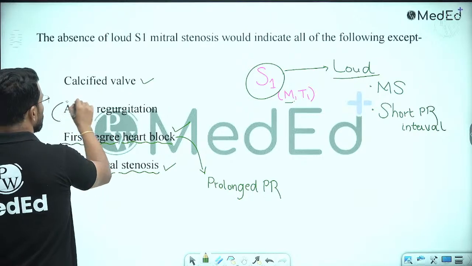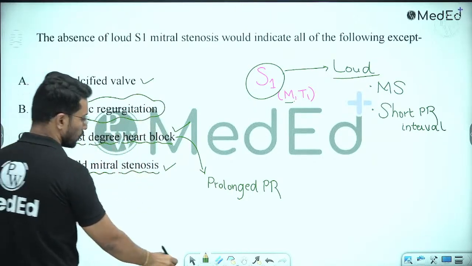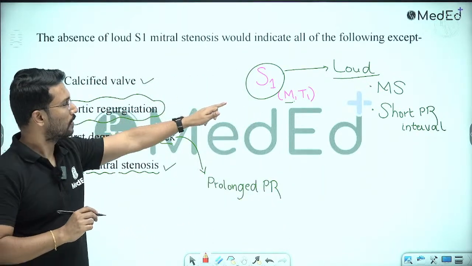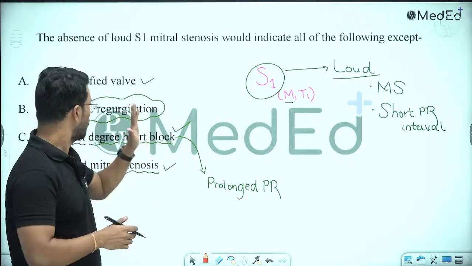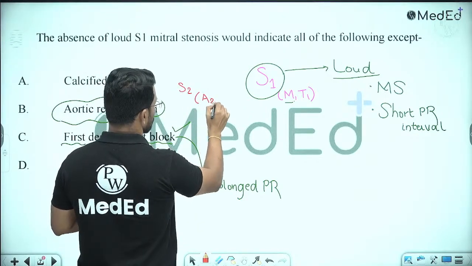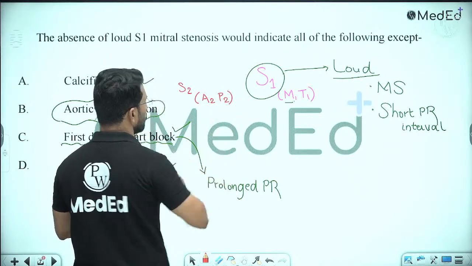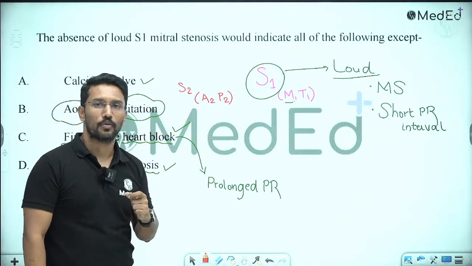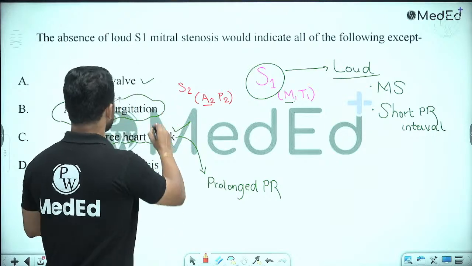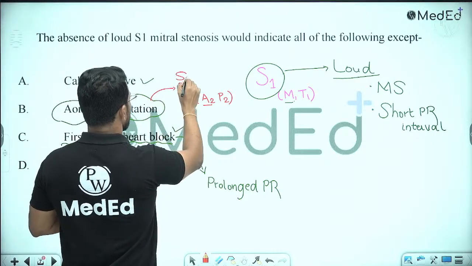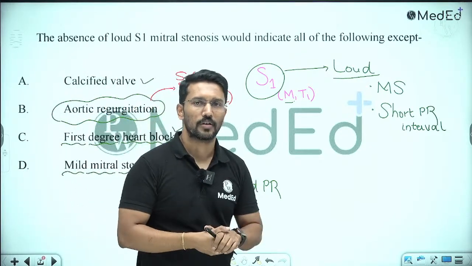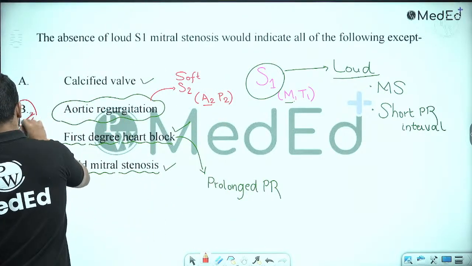Now coming to aortic regurgitation. Do I expect a patient with aortic regurgitation to develop loss of the S1's loudness? The answer is no. See, S2 is formed by aortic closure A2 and pulmonic valve closure P2. In aortic regurgitation, the aortic valve is failing to close, so there is no A2. If there is no A2, what will happen to S2? S2 will become soft. The soft S2 will be seen in patients with aortic regurgitation, and you have no direct impact on the S1 if it is AR. So what should be my answer here? Obviously it will be option B. That would be my answer.